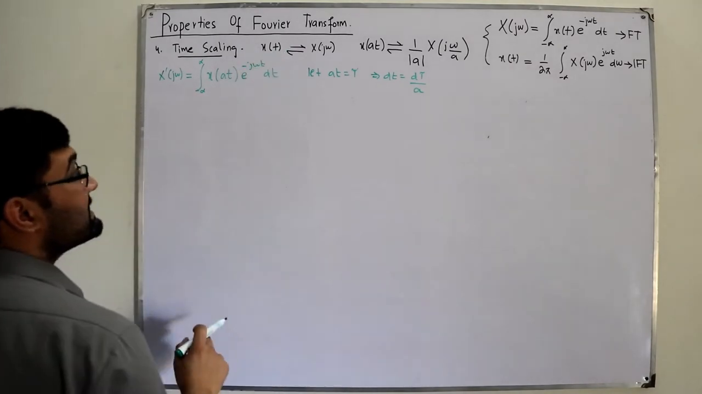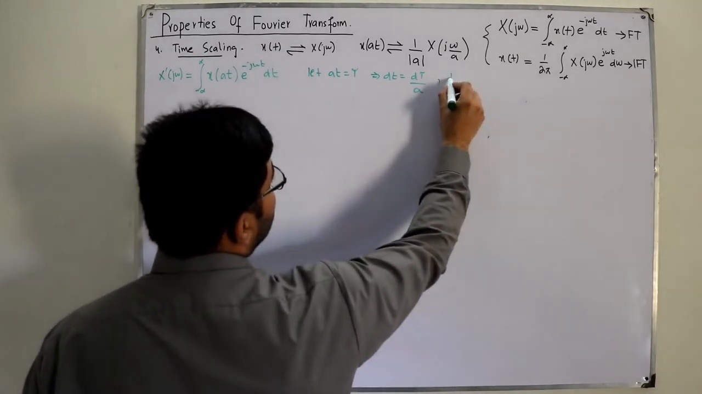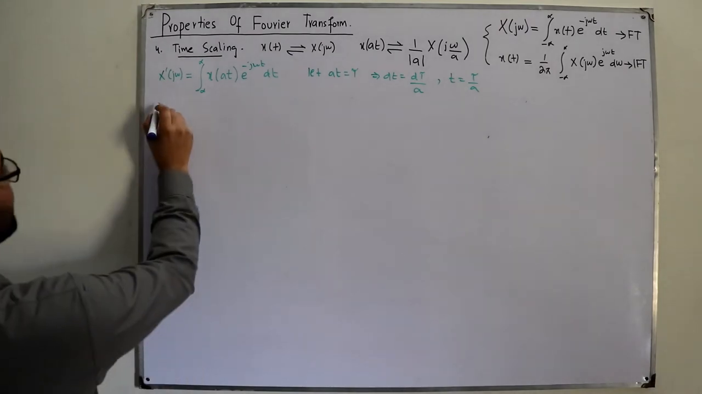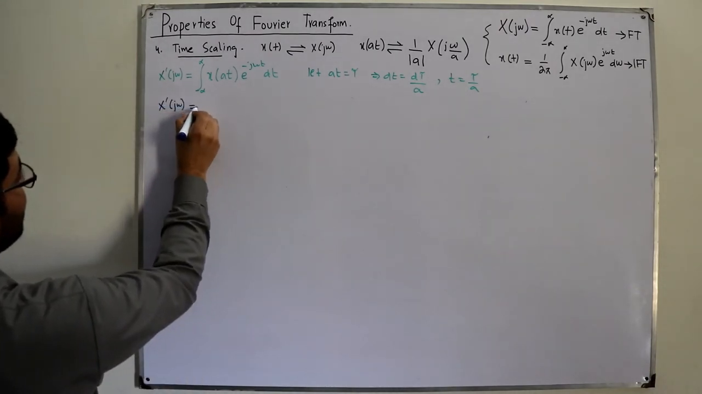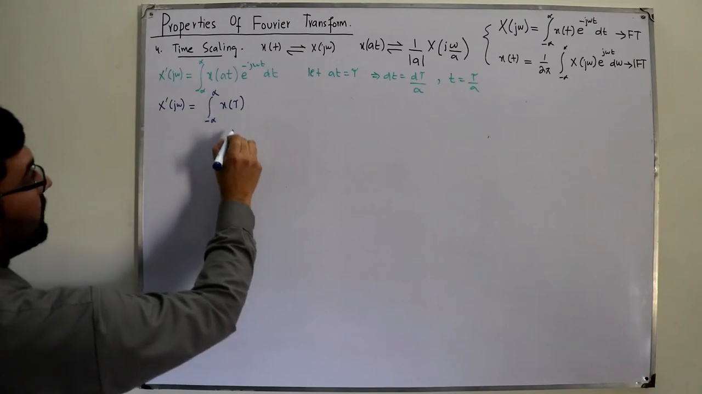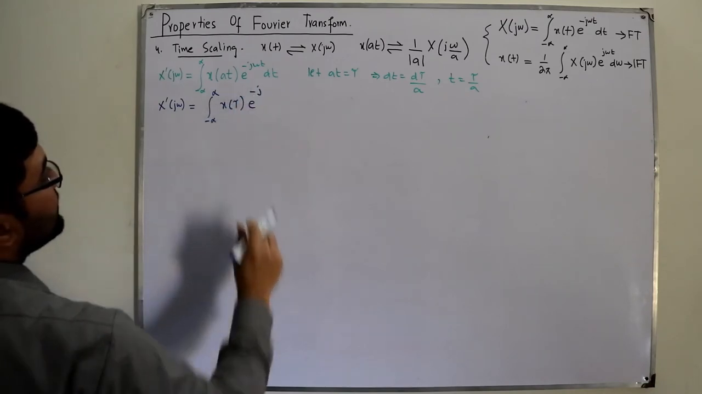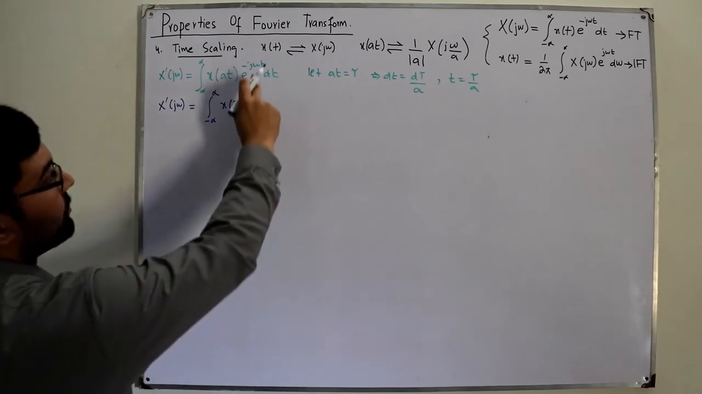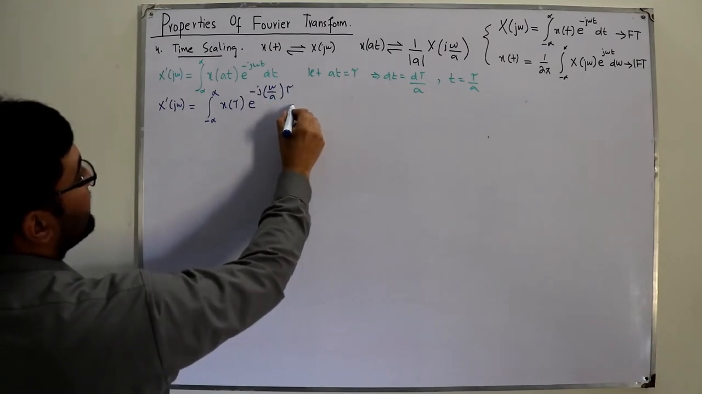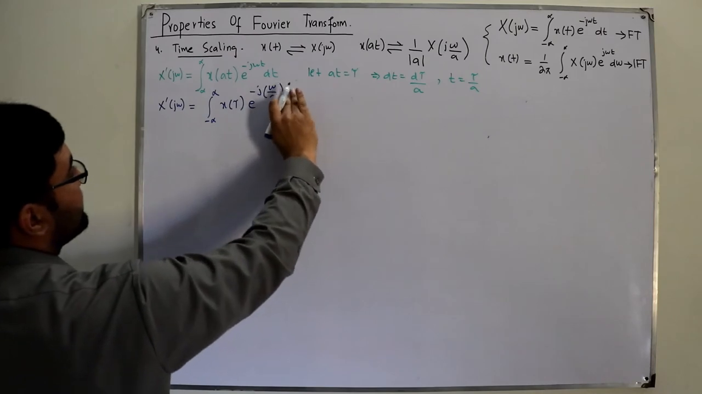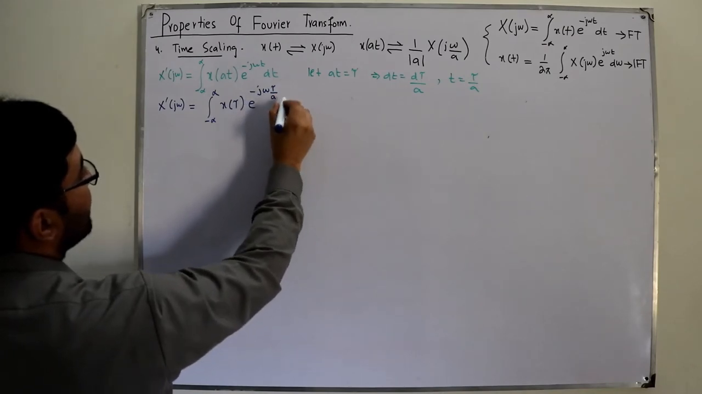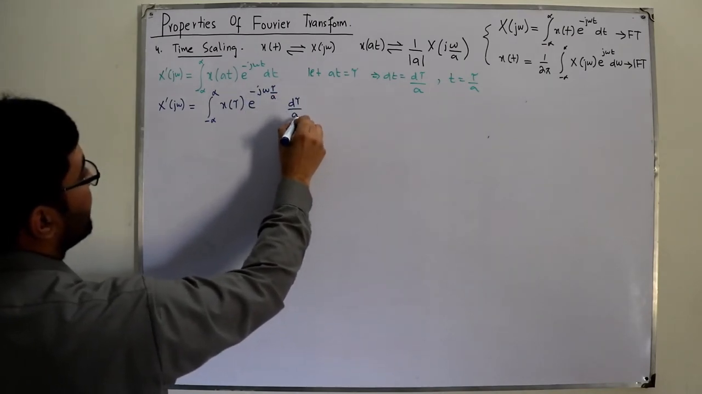And over here, if I replace t, t would be equal to tau upon a. We know this. So we do all the substitution in this equation. I would have x dash of j omega equal to the integral from negative infinity to positive infinity of x of tau, times an exponential of negative j omega, and you have tau by a for t. And then for dt, you have d tau by a.